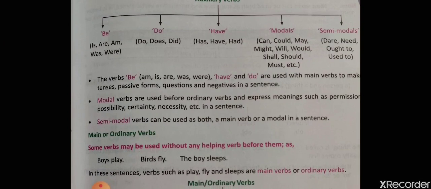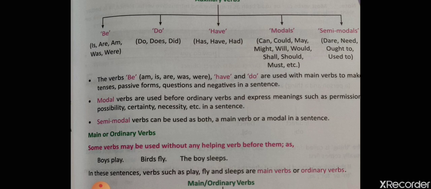So the verbs be, have, do are used with the main verb to make tense, passive forms, questions and negative sentences. So is, are, am, was, were, have, has, had, do, does, did. These are the helping verbs that are used to change an assertive or active sentence to a passive sentence, change its tense, or change it to a question or a negative sentence.